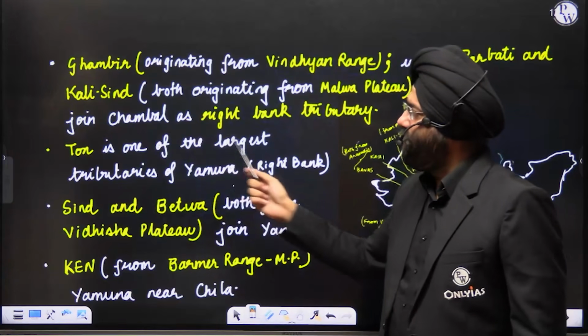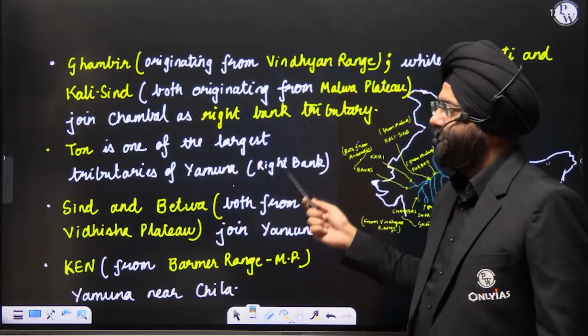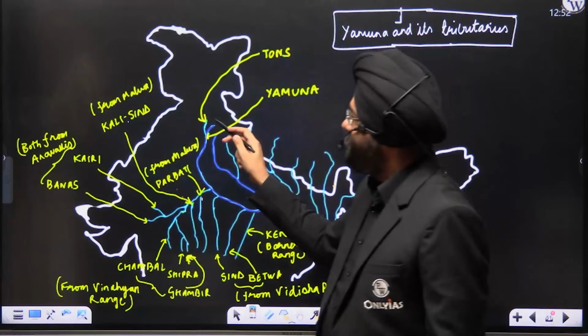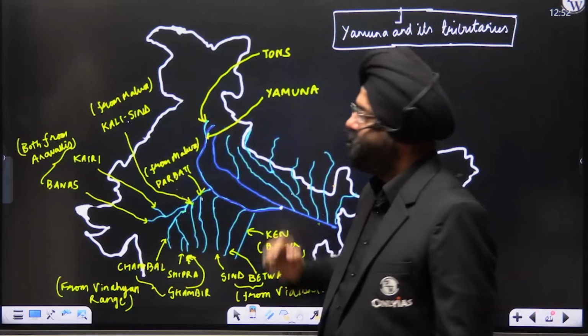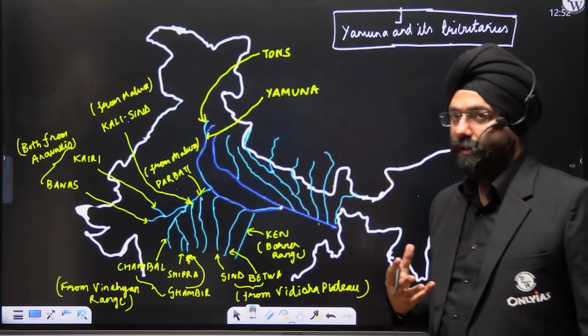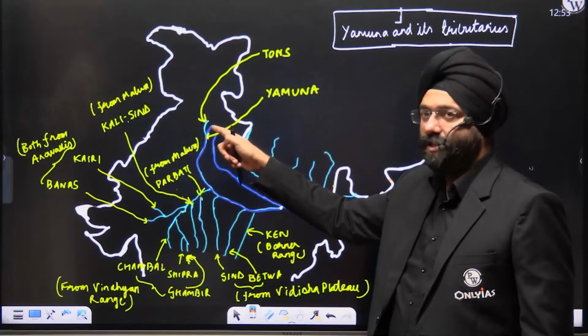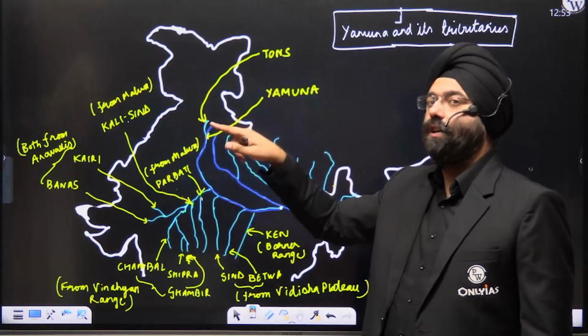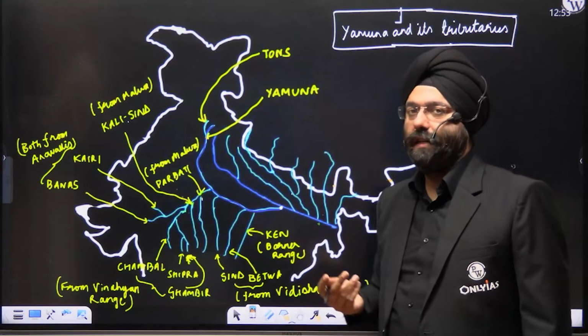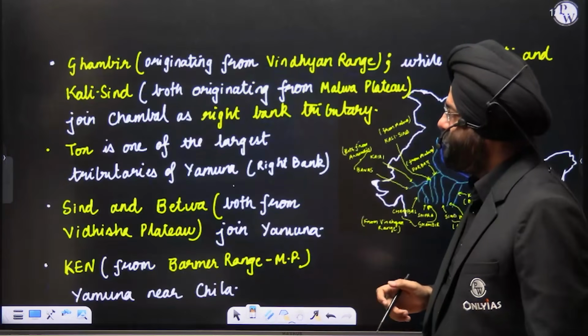Tons is one of the largest tributaries of Ganga, that is right bank. Which is Tons? This is the Tons river. There's a large quantity of water. Initially, Tons has more water than Yamuna has in its initial part from Yamunotri. Then it finally merges, and obviously the amount of water increases in Yamuna. Clear? So Tons is here.